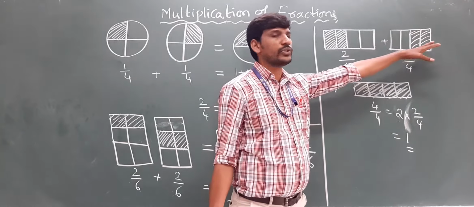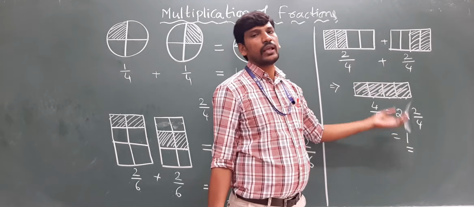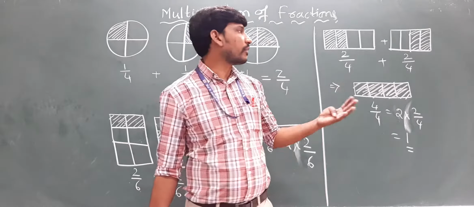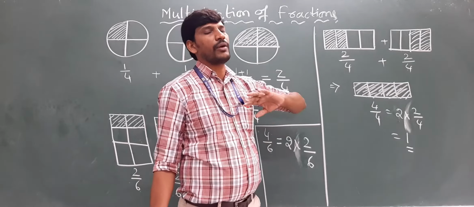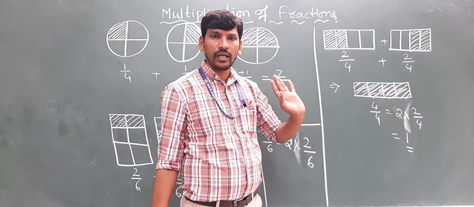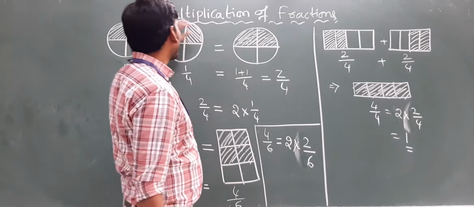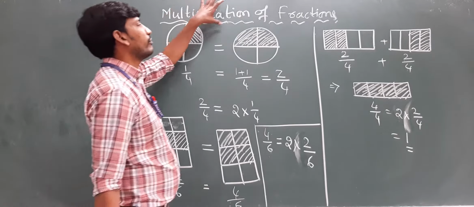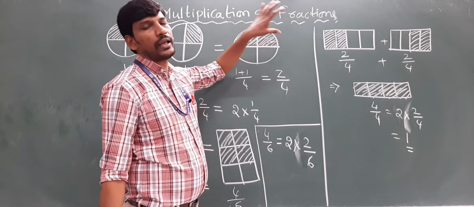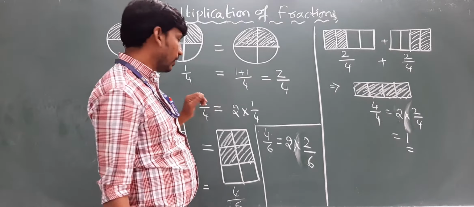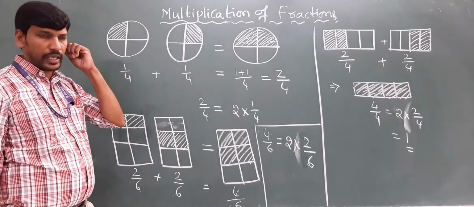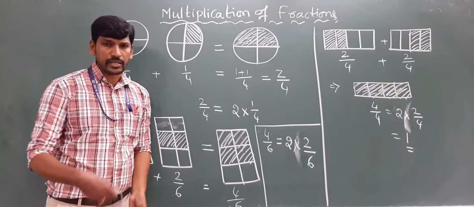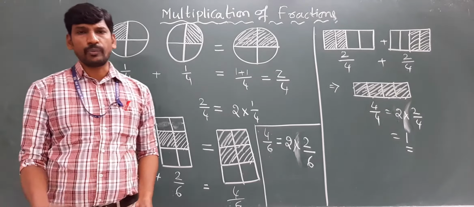Suppose if I take 3 pictures, I should multiply with 3. If I take 4 different pictures, then I can multiply with 4 only. Clear? I hope you understood this. Today we are going to discuss multiplication of fractions. How to multiply fractions. Okay. Now this is the way to multiply a fraction with a whole number. Now let us discuss one more topic in this.